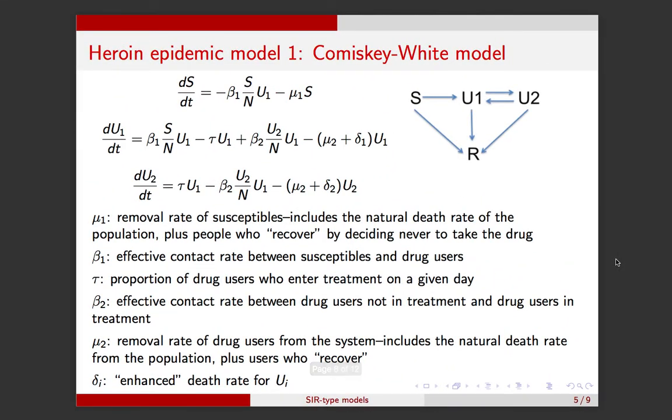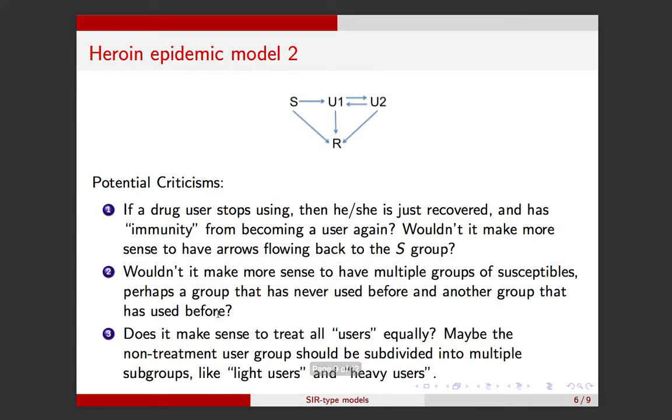Okay, so I want to show you two more models in this video. I don't want to go through all the details because that takes a while like this, but they're built in a similar fashion. Flow diagram, DEs, parameter list like this. Okay, so let's move on to a second heroin epidemic model.